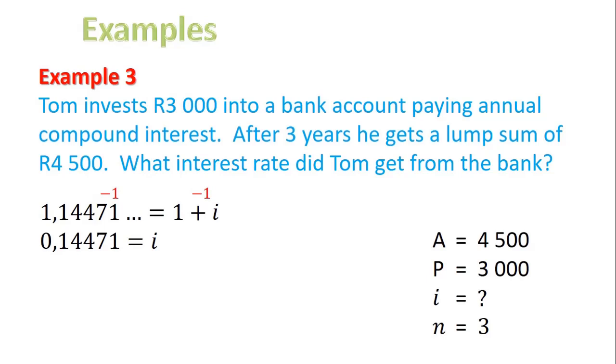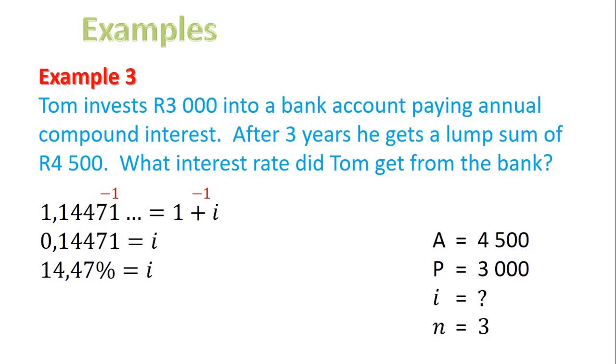When we're working with I, it's very important. Remember, this is I as a decimal. When you get asked for the interest rate, we have to change it to a percentage. Hopefully you can remember, when we change a decimal to a percentage, we times by 100. And so 0,14471, we times that by 100, and we get 14.47%, and that is our interest rate.